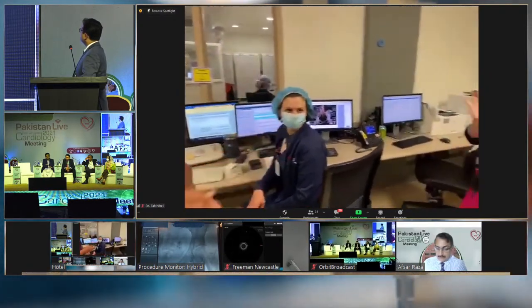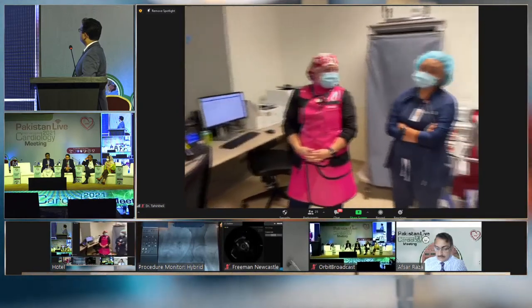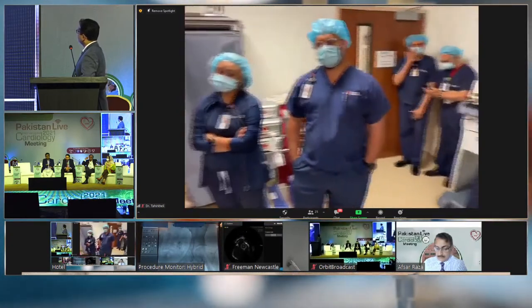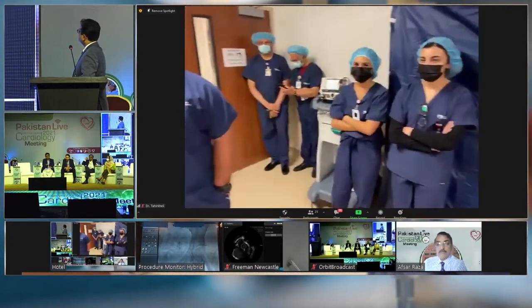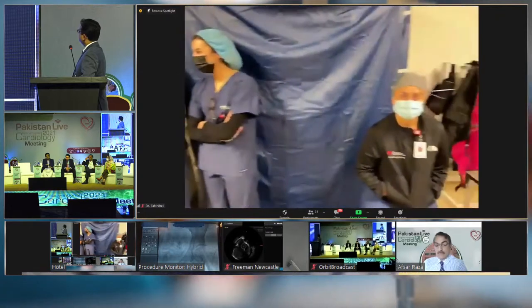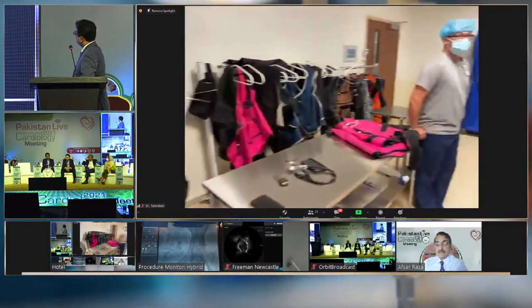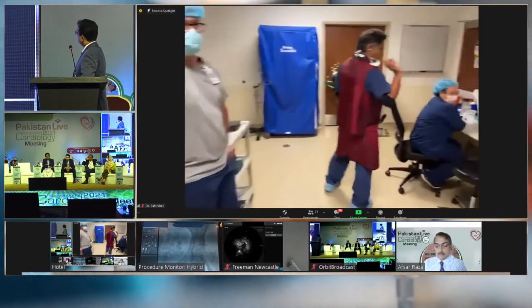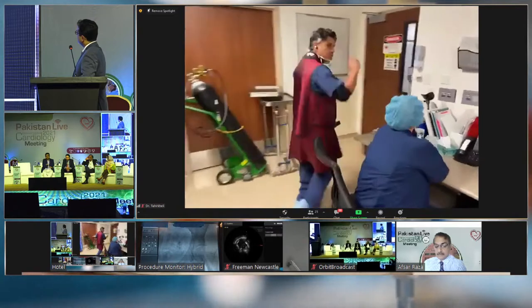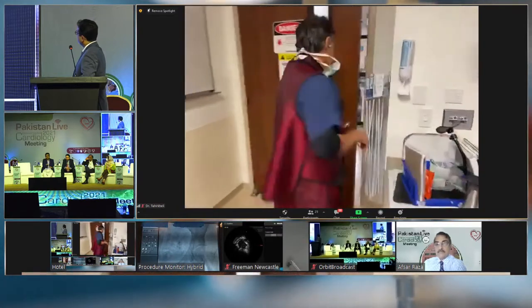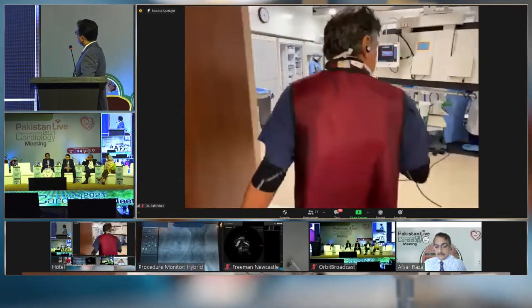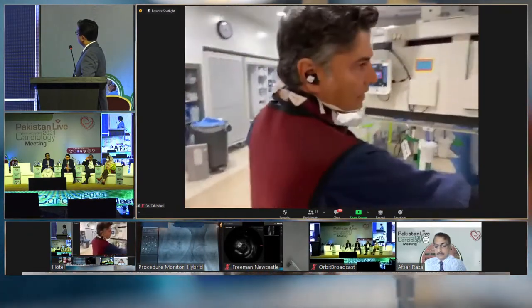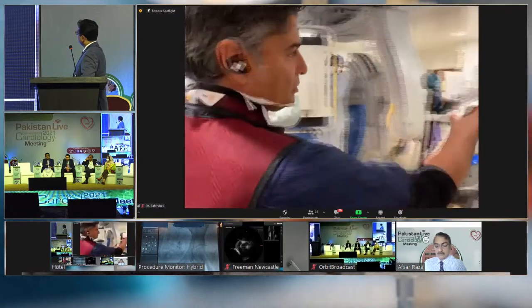Megan, Erica, my nurse practitioner, Zed, Dustin, our radiology manager, our research staff in the back, Jenny, my nurse practitioner, Orion, Brittany, IT nurse. So this is our control room. And this is the hybrid room. In the back are the anesthesia nurses and support staff.